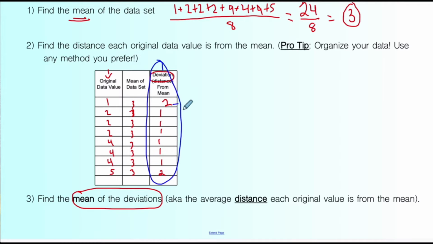So I'm going to add 2 plus 1 plus 1 plus 1 plus 1 plus 1 plus 1 plus 2 and divide by 8 since there are 8 numbers there. So let's find the mean of the deviations.